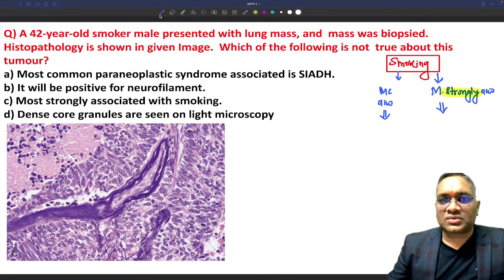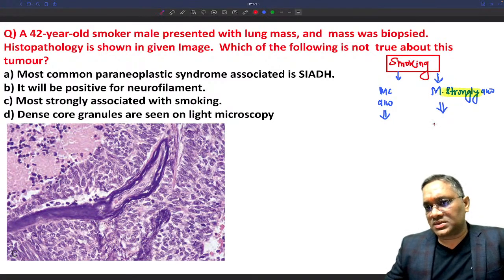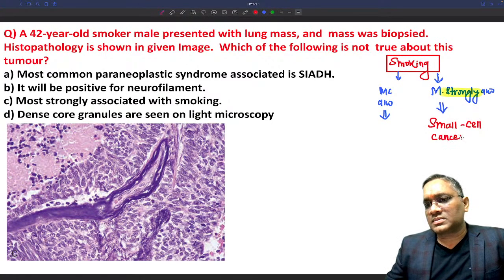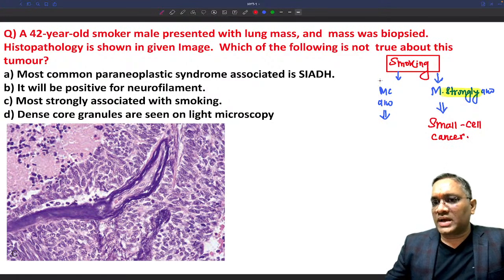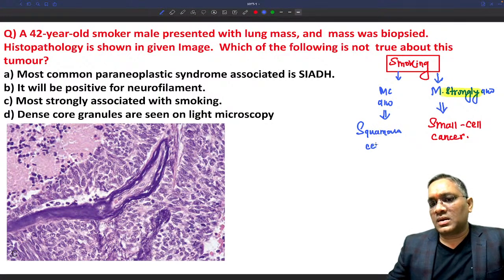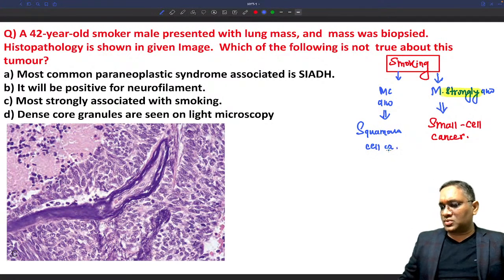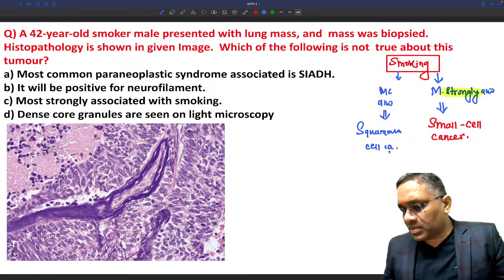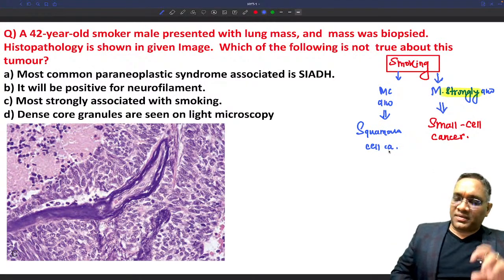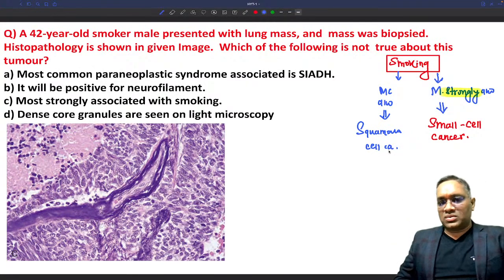Most strongly associated cancer with smoking is small cell cancer, right? And most commonly associated will be squamous cell carcinoma. Now you understand this line. So please remember, it is most commonly associated. If they are asking, that means squamous cell. Now this finding is the Azopardi effect.